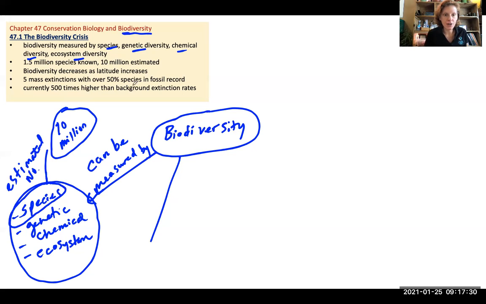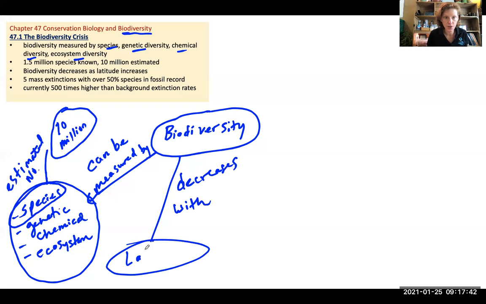And then over here, so biodiversity decreases as latitude increases. So I'm going to say decreases with, and then I'm going to put here latitude, right? So as you move away from the equator towards 90 degrees north or south, you're going to get less and less biodiversity, right? Less energy input from the sun, and less heat, less temperature equals less life.